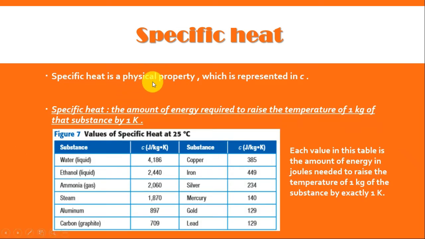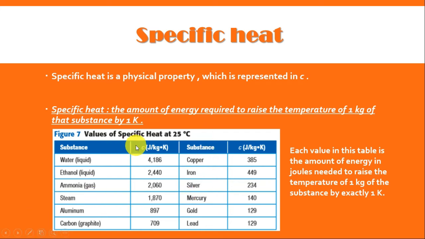Specific heat is a physical property which is represented by C. So the symbol for specific heat is C in solving problems. Okay, small letter c. Now, the definition of specific heat in physics, what is it? The amount of energy required to raise the temperature of 1 kilogram of the substance by 1 Kelvin. So, how much energy do I need to raise the temperature of 1 kilogram of this material by 1 Kelvin? This is the meaning of specific heat.